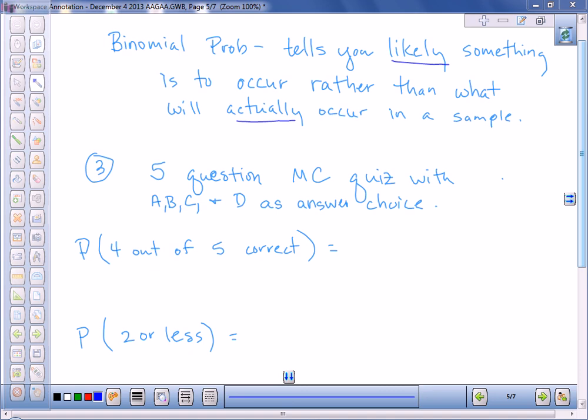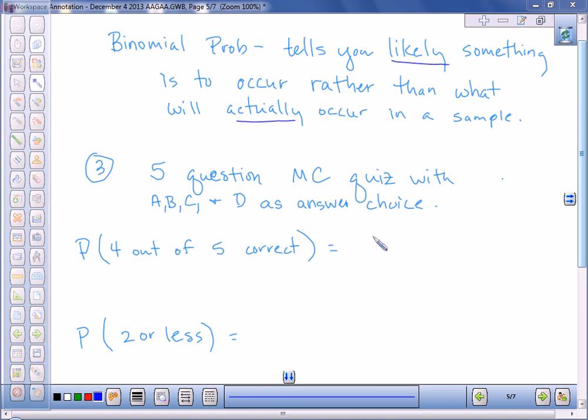Nice. Guys, is it binomial? I've got 4 answer choices, though. But you're just doing correct. Oh, you're right. When we're looking at this, we either get it right or we get it wrong. We don't care how many answer choices there are. The answer choices give us the probability of success. Good. So did you do the combinations of 5 choose 4?